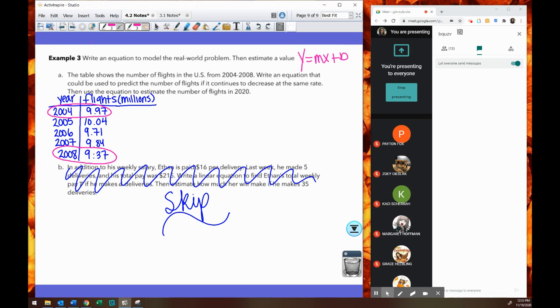I want to find the slope between them, so subtract the y coordinates. So we're going to do 937 minus 997 over, what's that change in the x values? From 2004 to 2008, what's that change? 4. So then we would subtract 937 minus 997. What's our vertical change? If we subtract that out, 937 minus 997.